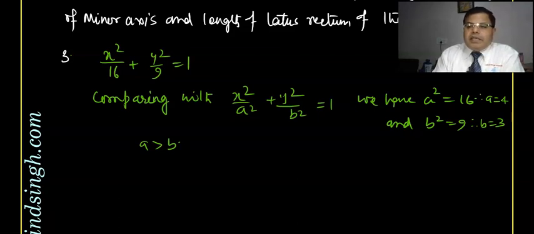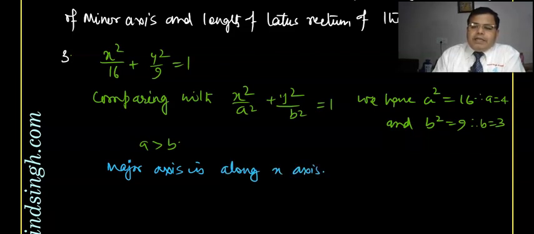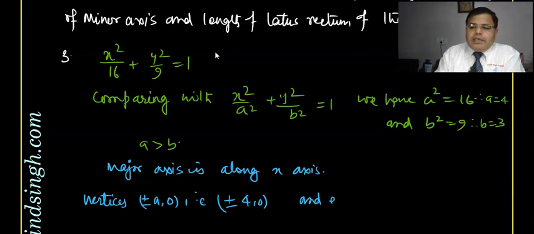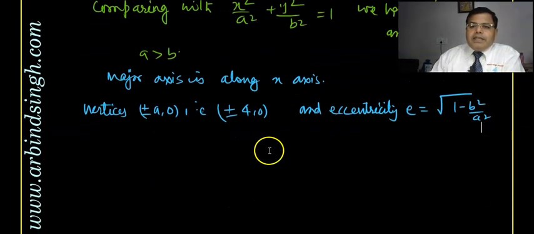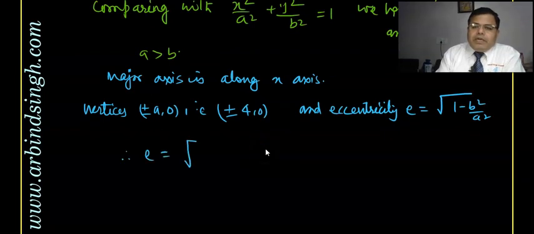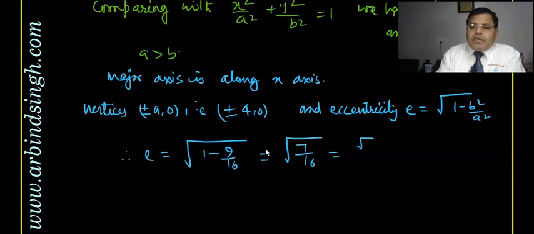vertices. Because the major axis is along the x-axis, the vertices are plus minus a comma 0, that is plus minus 4 comma 0. And eccentricity e is equal to under root 1 minus b square by a square. Therefore e is equal to under root 1 minus 9 by 16, that is under root 7 by 16, so under root 7 by 4. This is the eccentricity.